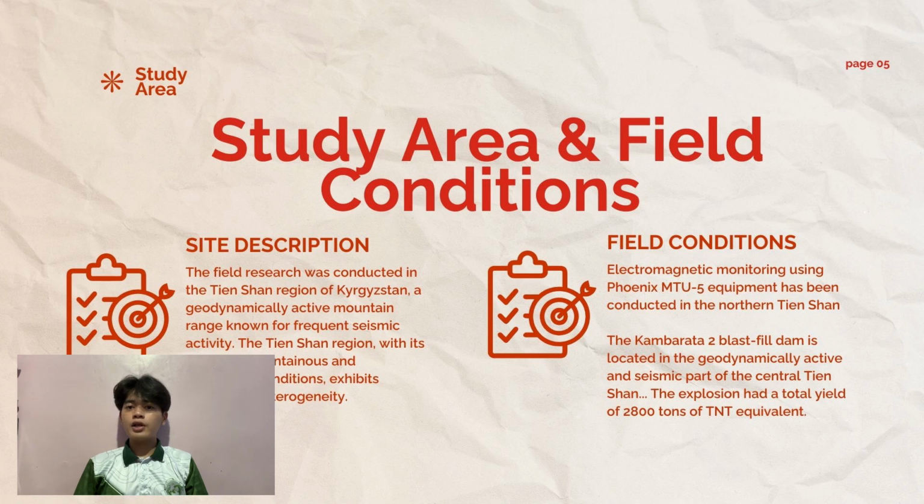A key field experiment took place near the Kambarata Dam, where a controlled explosion equivalent to 2,800 tons of TNT allowed researchers to measure how the Earth's electromagnetic properties change in response to a sudden stress event.